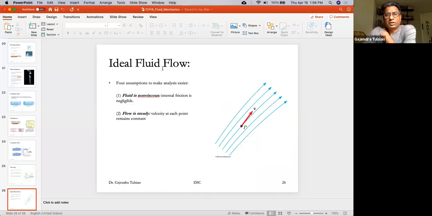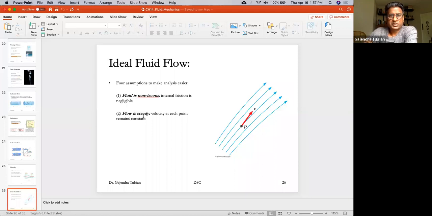So now everything we talk about will be applicable to an ideal fluid. And so what is an ideal fluid? An ideal fluid doesn't have viscosity, meaning it's frictionless. Well, even water has friction. Okay, but we'll be considering fluids where the friction is negligible.